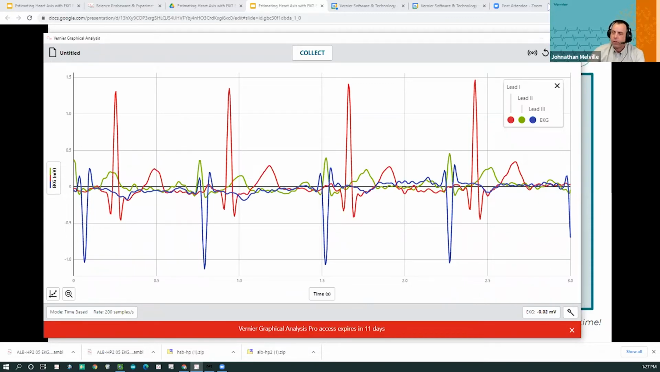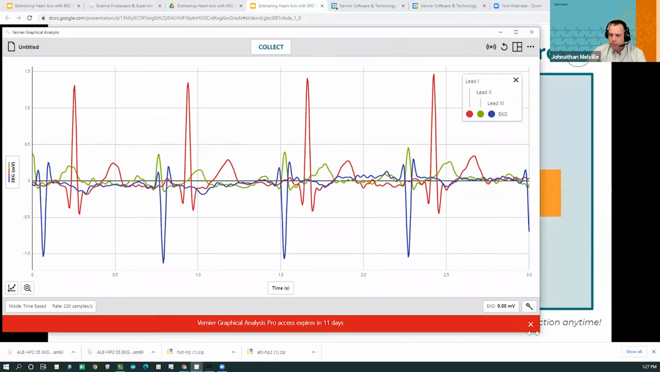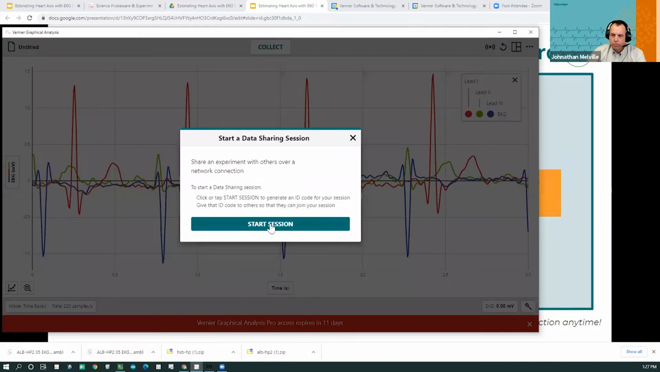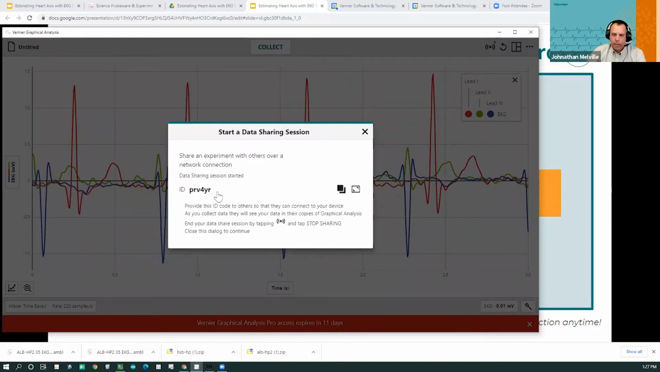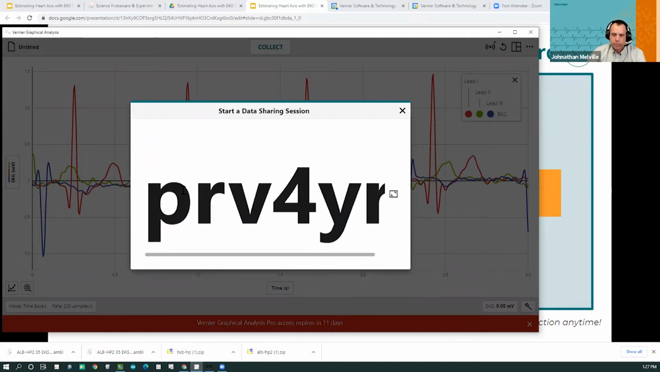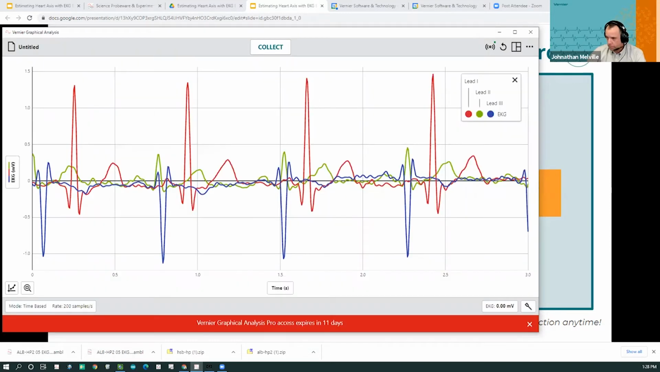Check that out. What I'm going to do, let's see, hold on, there's a chat question. Oh, great, thank you, Angie. What I was going to do next is just show you how to actually share this data. So here is this data right here. I'm going to start a session where I'm going to share this. And then the code that you could use is PRV4YR. So once again, that's PRV4YR. And I will show you why that's important in a minute.